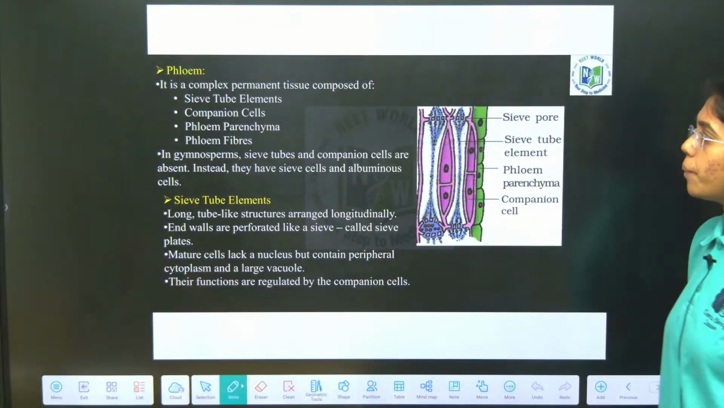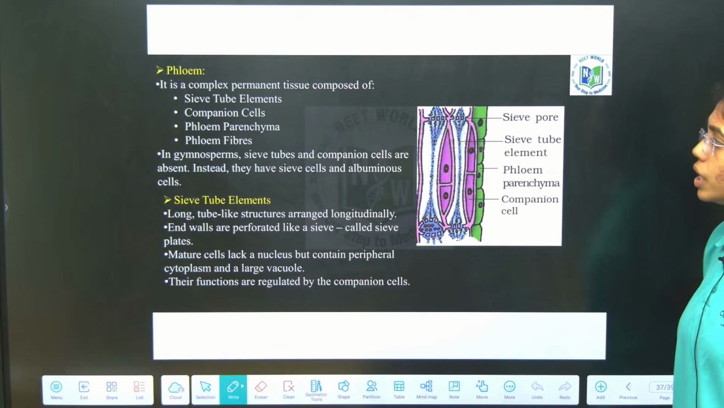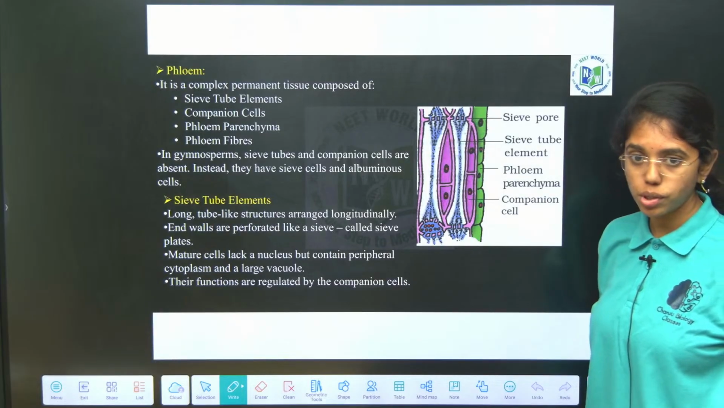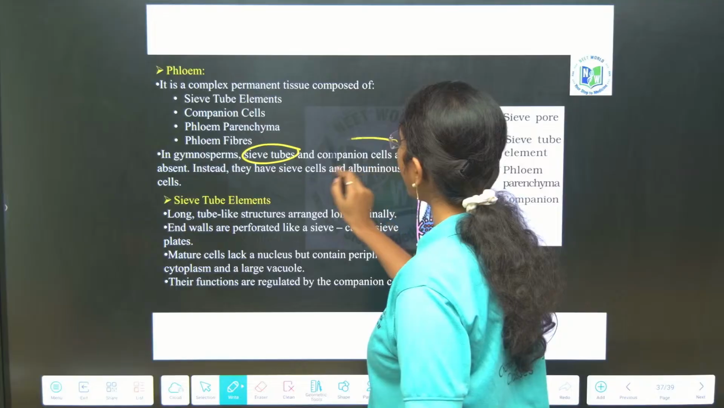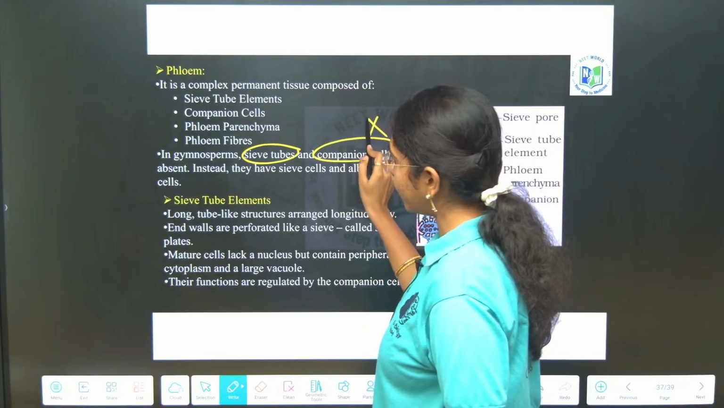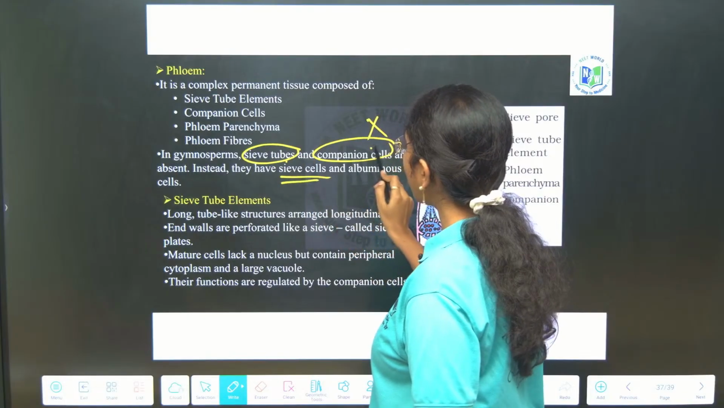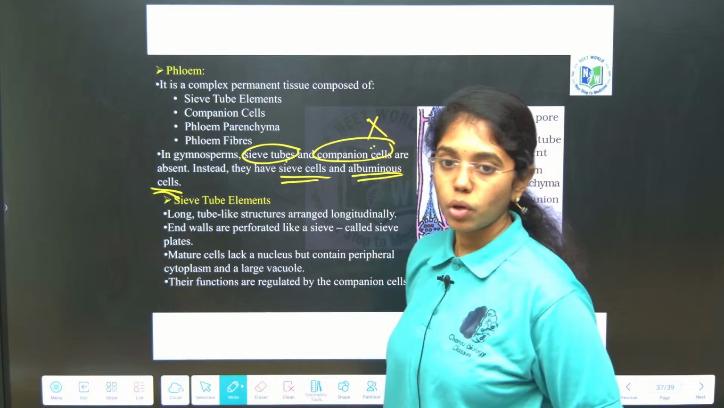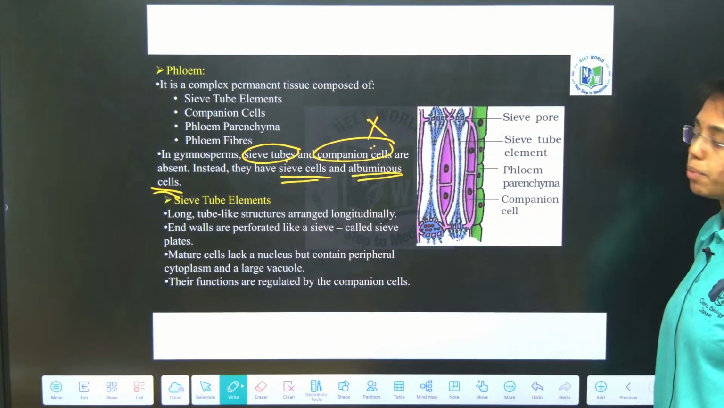Phloem, you see, is a complex permanent tissue. It is composed of how many types of tissues? Sieve tubes, companion cells, phloem parenchyma and phloem fibers. In gymnosperms, sieve tubes and companion cells are absent. Rather, sieve tubes are replaced by what? Sieve cells, and companion cells are replaced by albuminous cells. Sieve tube cells are replaced by sieve cells, companion cells by albuminous cells.